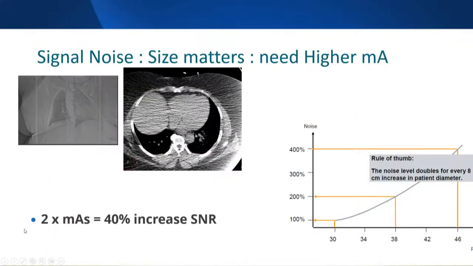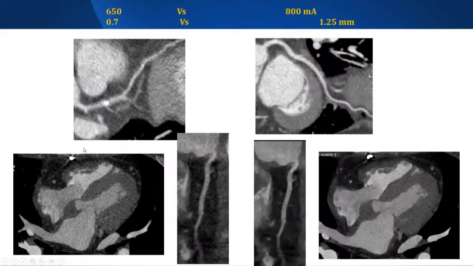Okay. So if you have a patient who is obese, you know, size matters and size increases noise. And basically, you have to increase the mA. And if you increase twice the mAs, you get a 40% increase in the signal-to-noise ratio.